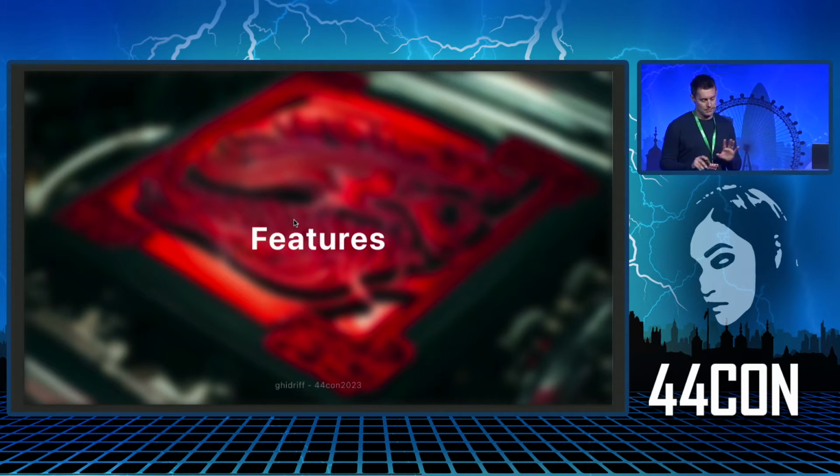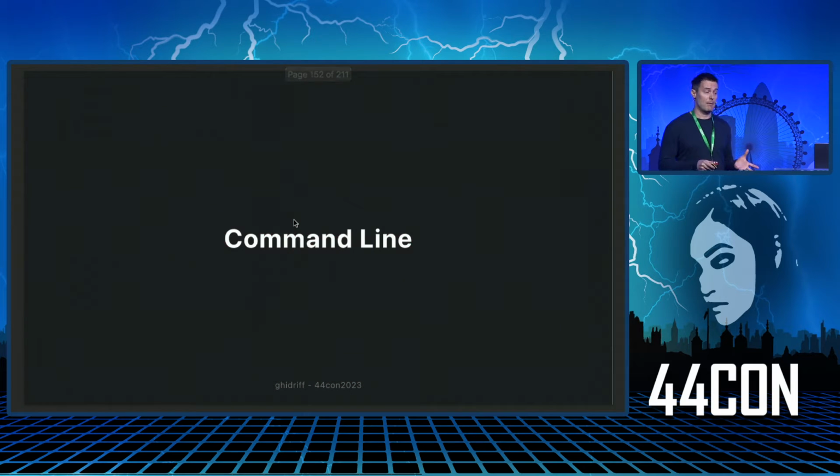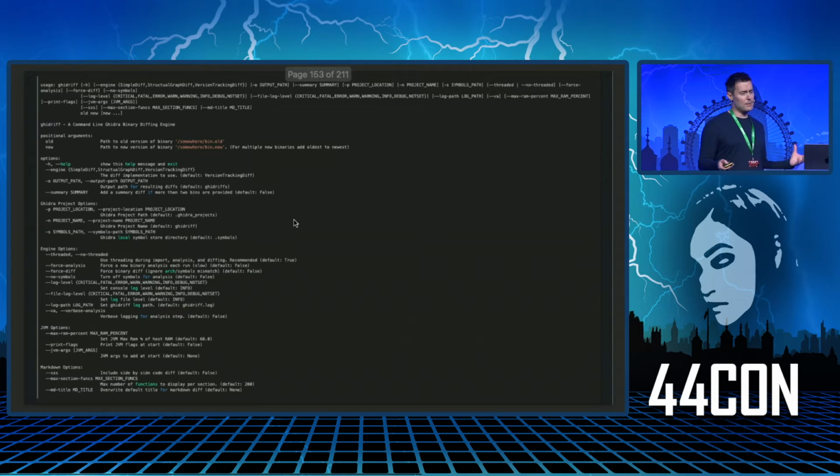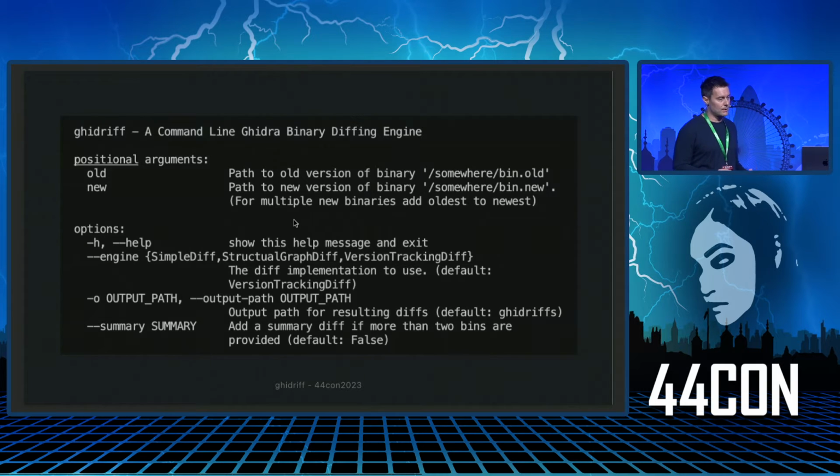The biggest feature, maybe sets this apart from other diffing tools, is that it's command line. Its simplicity comes from there. This is the big usage you cannot see from here. It has a lot of options because there's a lot of things going on with the tool. But basically, you just need to write ghidriff and supply the arguments of your old binary and your new binary.